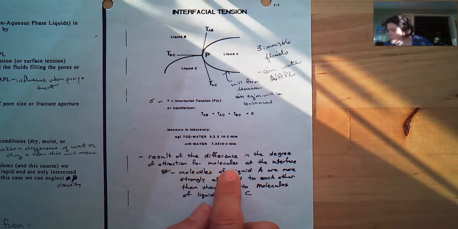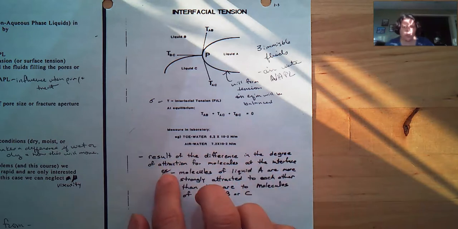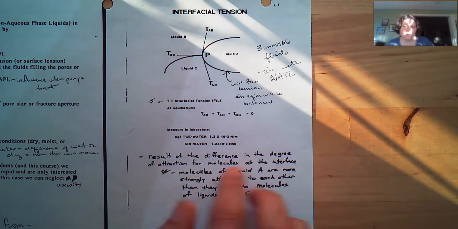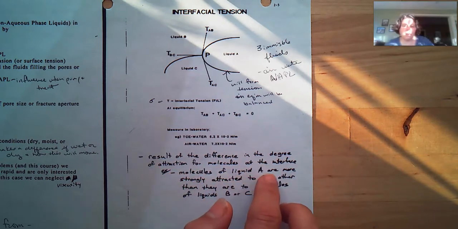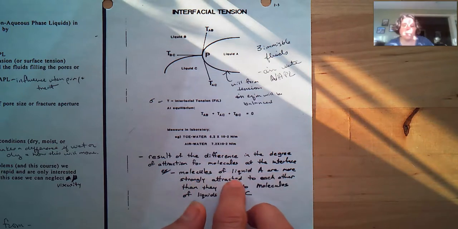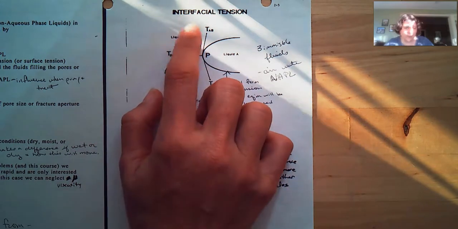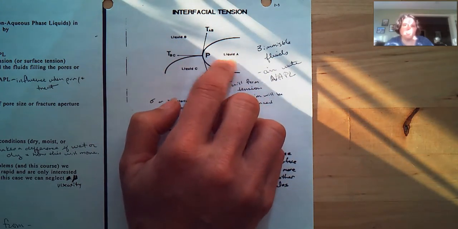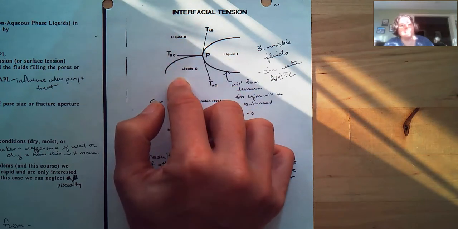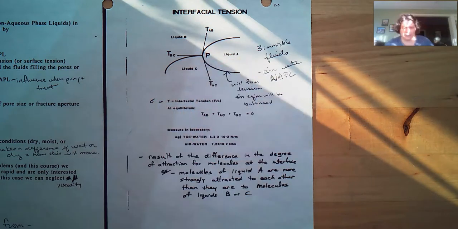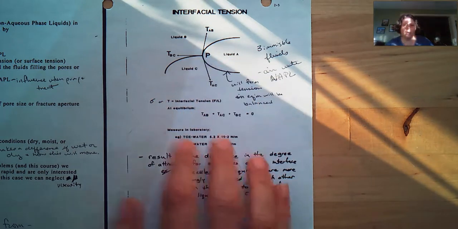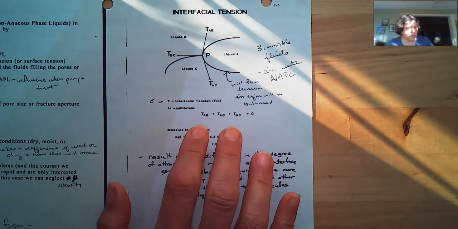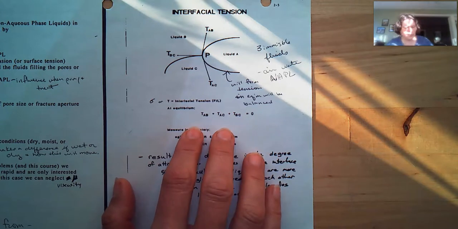So the result is from the differences in the degrees of attraction for the molecules at the interface. So molecules A are more strongly attracted to each other than they are to molecules B and C in this example up in here. So these molecules want to stay closer to each other than they want to get closer to B and C compounds in here. And so they want to be sitting in that area there. And so you can measure these interfacial tensions in the laboratory.